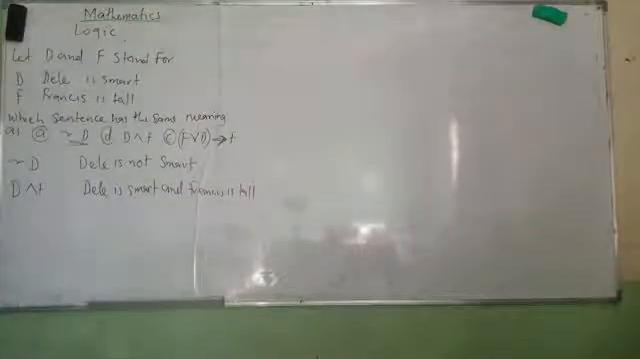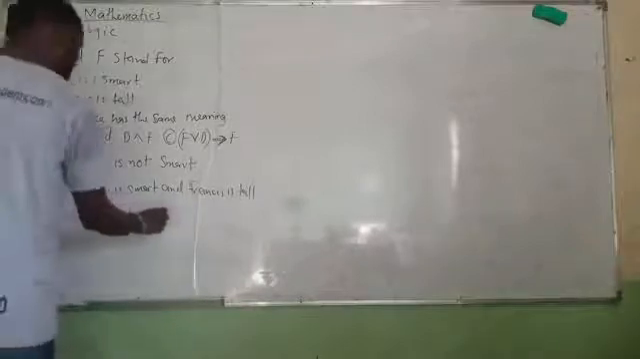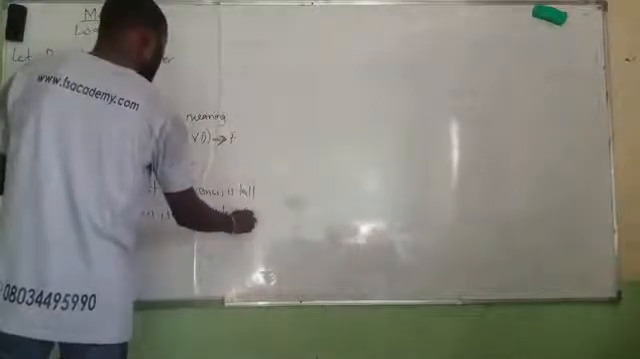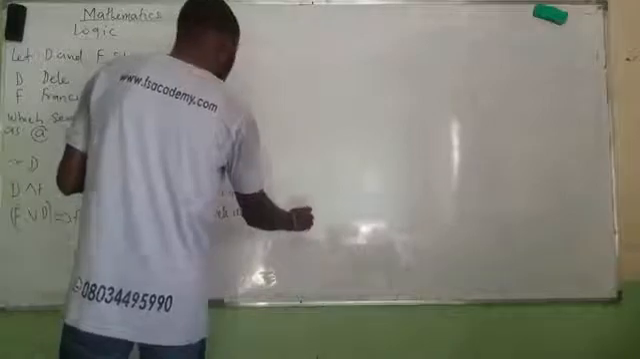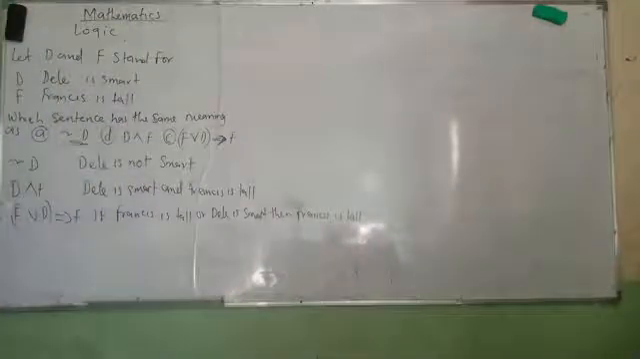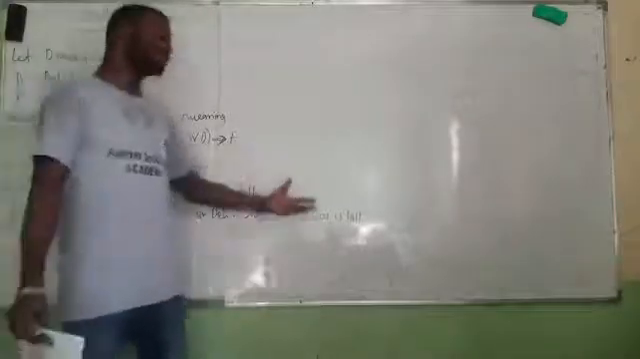Now, the next one is, I'm talking about Francis or Dele implies Francis. It means if Francis is tall or Dele is smart, then Francis is tall. Can you see what I'm saying now? If Francis is tall or Dele is smart, then Francis is tall. That's what we mean. Now, can you see?